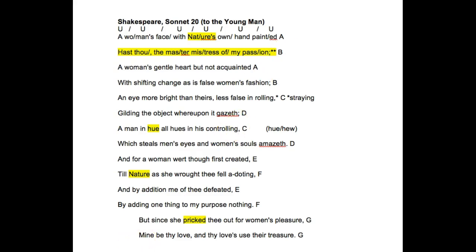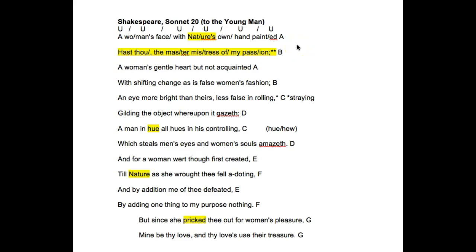So the first thing you're asked to do is to scan the poem and to look at the meter and the rhyme scheme. And you'll find in Shakespeare that it's almost always this rhyme scheme: A, B, C, D, C, D, E, F, G, G. And it's almost always perfect iambic pentameter. What's remarkable is when it deviates from that form. And so there's usually a point or a purpose to that.